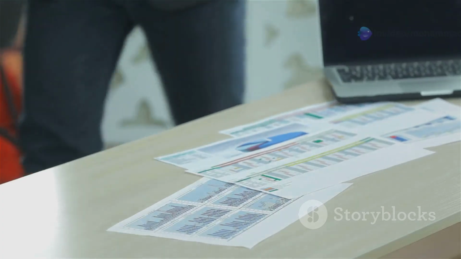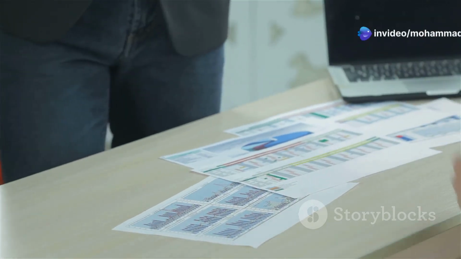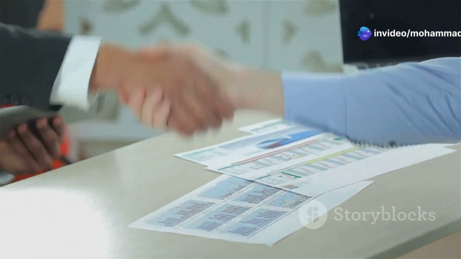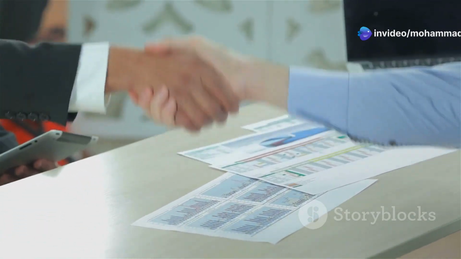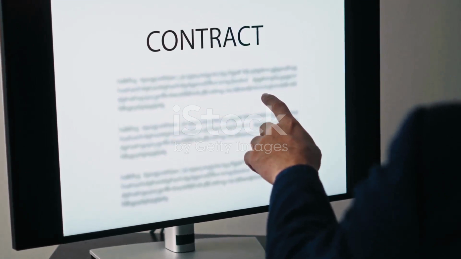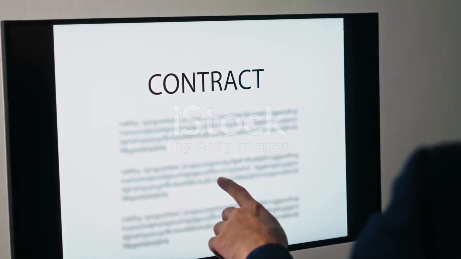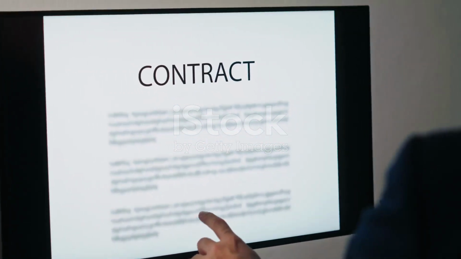Section 5. Unveiling different contract types. Contracts come in various forms, each designed to address specific business needs and allocate risks and rewards differently. Understanding the different contract types is crucial for selecting the most appropriate agreement for a particular project or transaction.